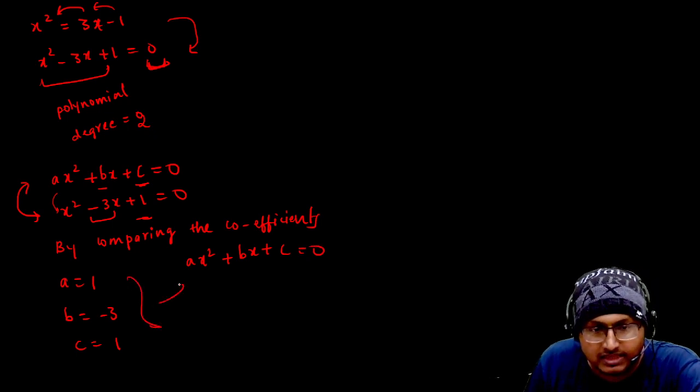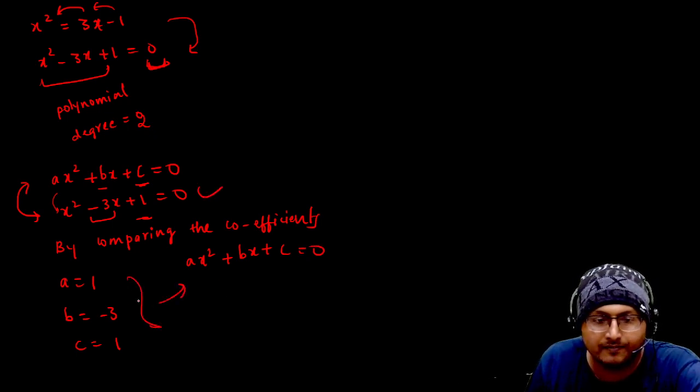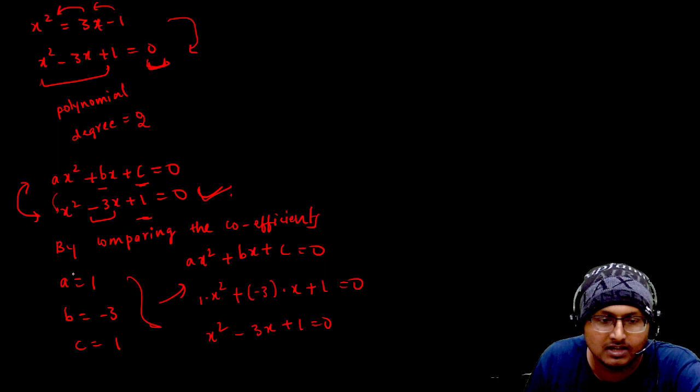If we substitute again these values, we will get this equation. Let us see. A equal to 1, put 1 into x square plus b is minus 3 into x plus c is 1 equal to 0. So it is 1 into x is x square minus 3x plus 1 equal to 0. So we got the original given equation. Hence our comparison is correct.